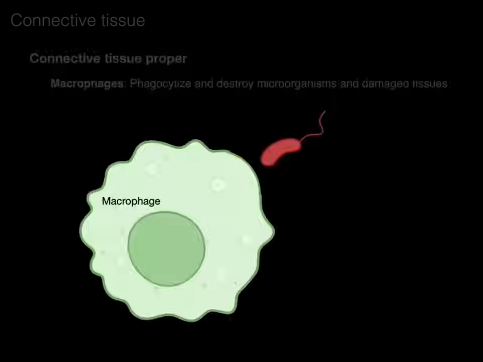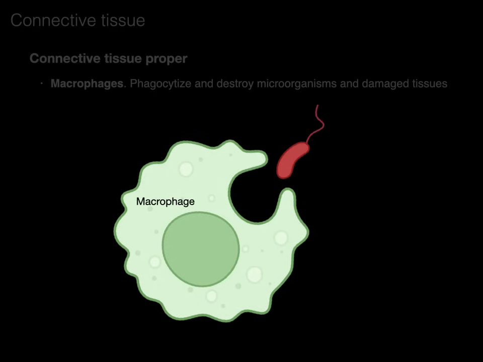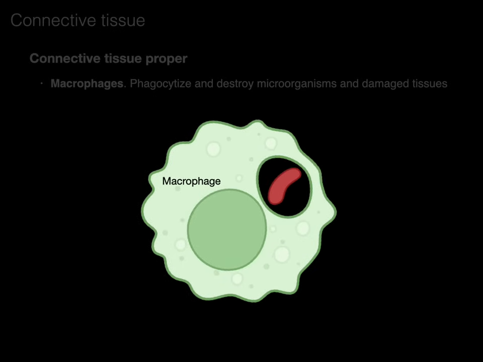Another cell in connective tissue is a macrophage, which phagocytizes and destroys microorganisms and damaged tissues. Macro means big, phage means eater. So there's a macrophage, and in red there's a bacterium or a germ. And so what it does is it surrounds it and breaks it up through all these different lysosomes. And that's what a macrophage does, whether it's a microorganism like a bacterium or damaged tissue.